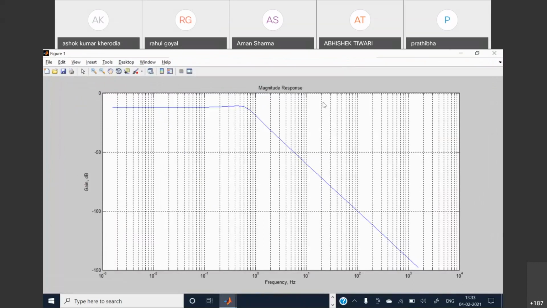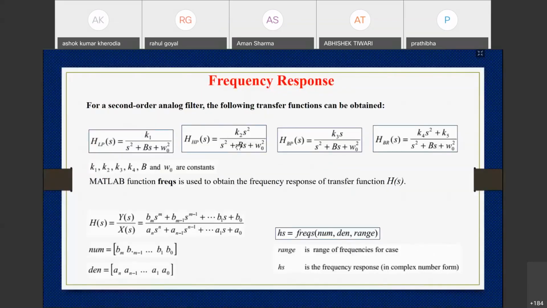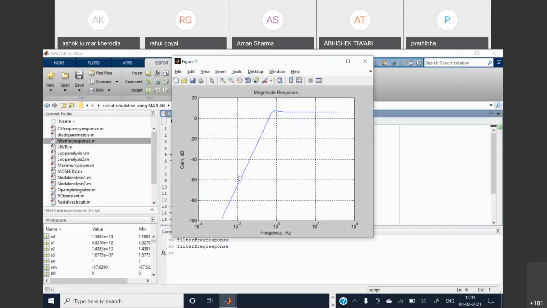If I am to plot, say, the response of a high pass filter, what is this high pass filter showing? See, a2s square upon s square plus bs plus omega naught square. So the matrix will have here 2 0 0, that is 2s square upon s square plus 4s plus 16. So what should the curve be? See here, this is the response of the high pass filter. Likewise, we can plot for band pass and band reject also.